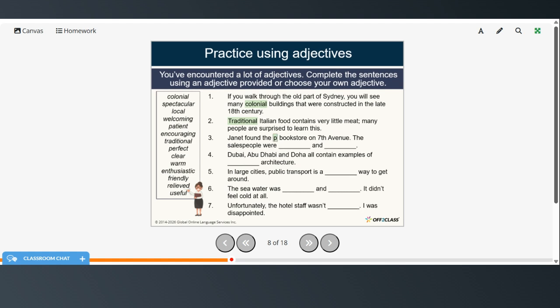Janet found the perfect bookstore on 7th Avenue. The salespeople were maybe enthusiastic and friendly, or enthusiastic and friendly, or warm and friendly. We'll say warm and friendly.